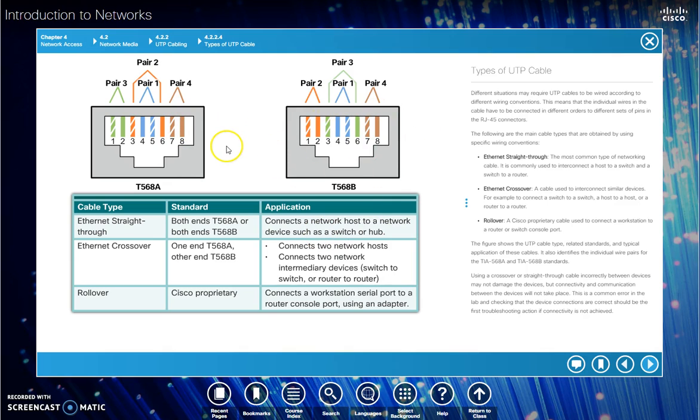So even if you do this at home, you want to do this so that you actually get the proper signal. I've seen people not do it right. It causes problems. Straight through, both sides are the same: A on one side, A on the other. Crossover, A on one side, B on the other.